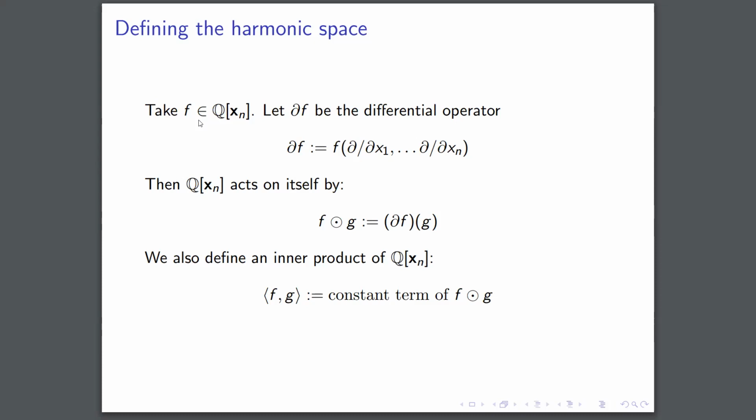So this is an action of Q[x1..xn] on itself. With this action, we can define an inner product. We first take two polynomials, f and g. We let f act on g and get a polynomial. We can take the constant term from this polynomial. So this is an inner product on Q[x1..xn].